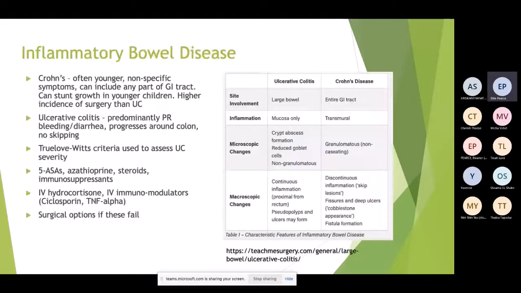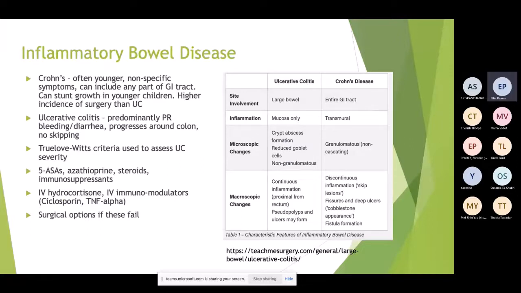So inflammatory bowel disease includes Crohn's disease, and these patients are often younger. They present with non-specific symptoms, which can include any part of the GI tract. In younger children, pre-puberty, it can stunt their growth. And there's a higher incidence of surgery than in patients with UC, which makes sense because different parts of their whole GI tract can be affected.